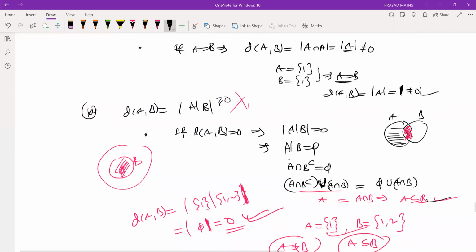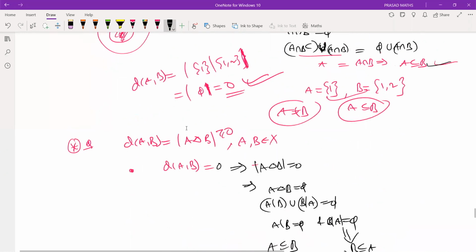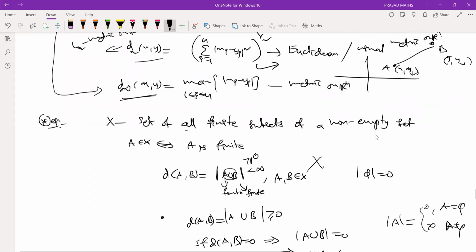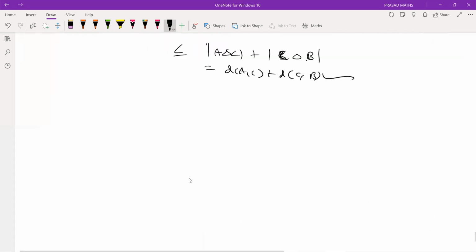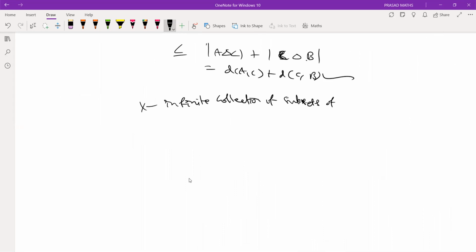Therefore, it is a metric. So symmetric difference is a metric on the collection of all finite subsets of a non-empty set. What happens if you take the collection to be infinite? Is it a metric? The answer is no. Suppose my collection is an infinite collection of subsets of X, that is, a collection of infinite sets. You take the same argument, the same A delta B.